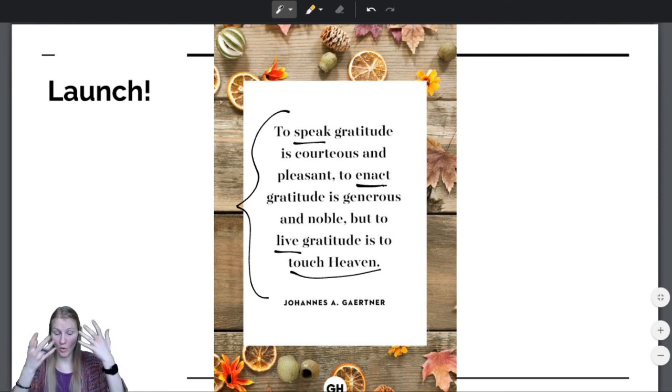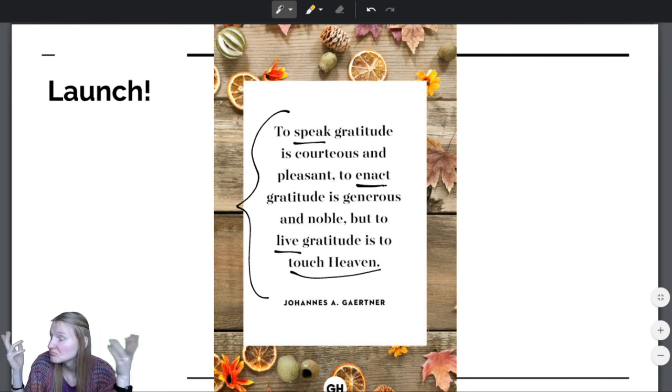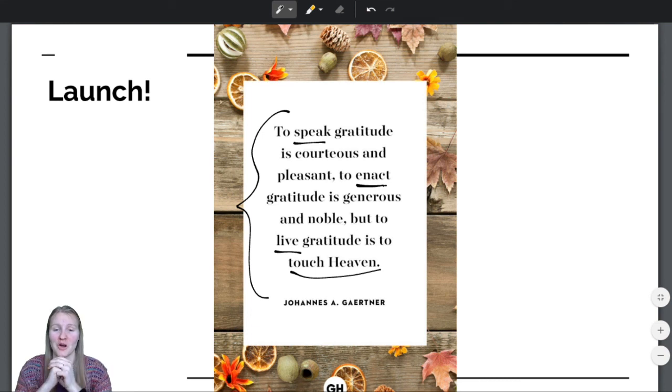Which is true, right? The more grateful we are and the more grateful we can make ourselves in the deepest part of ourselves, the more we can enjoy life. So if you want to enjoy your life a little bit more, you want to touch heaven, truly be grateful for everything that you have. The people in your life, the opportunities that you have, and have a better life. So that is my launch for you today. Take it with you as you go throughout your day.